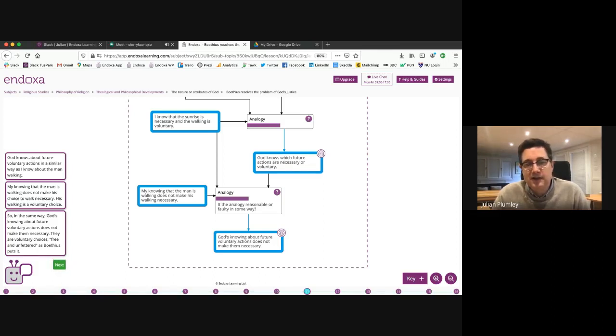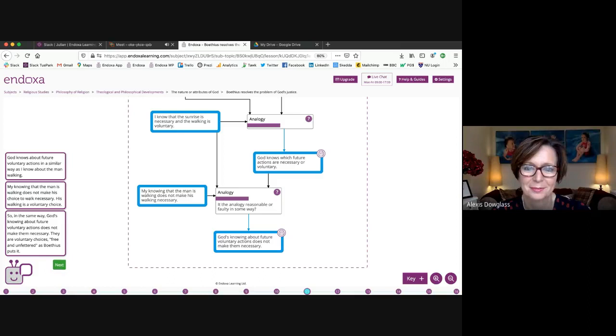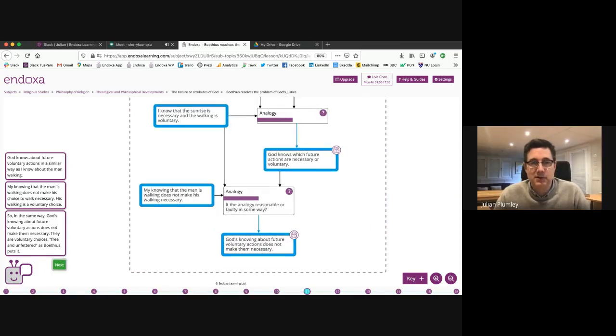Now, my knowing, this is the crucial part, my knowing that the man is walking does not make his walking necessary. That's kind of obvious. It's almost so obvious it's stupid. Looking out of the window and seeing that the man is walking doesn't mean the man had to walk. And you can say the same thing about God. God looking at people, even though they're in the future or the past, and seeing what they're doing, doesn't make those things necessary, in just the same way as you looking out of the window doesn't make anything necessary. Yeah, that makes sense. Yeah, I think it's quite a stretch. It's a very imaginative argument.